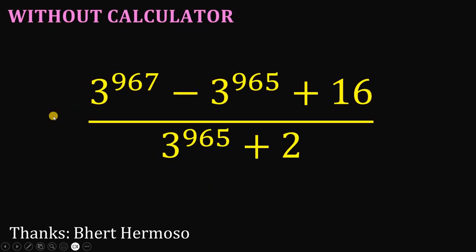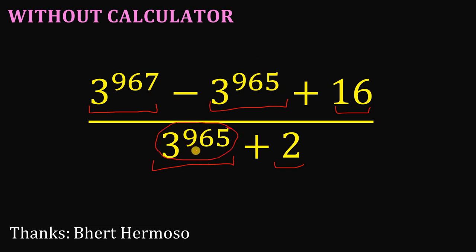Alright, so without using any calculator, we need to evaluate this expression: (3^967 - 3^965 + 16) / (3^965 + 2). To answer this question, we're going to notice this similar term. We have 3 raised to the power of 965 here on the denominator and here on the numerator.